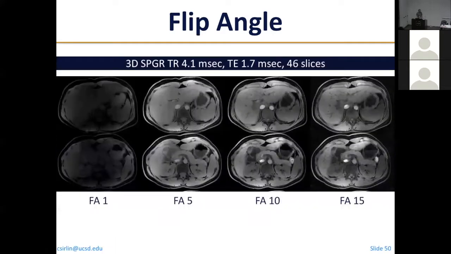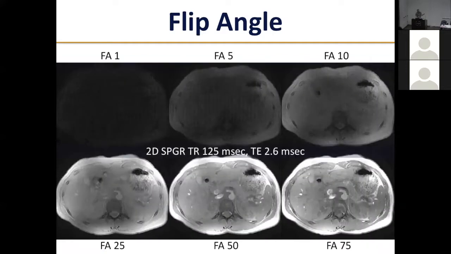And this is the same exact phenomenon, but now with a different sequence. So before I was showing you a two-dimensional sequence, this is now a three-dimensional sequence with a TR of 4.1 and a TE of 1.7, in case you care. And these are now the flip angles, flip angle 1, 5, 10, and 15. One thing to appreciate is that with three-dimensional sequences, we typically use short TRs. This is 4.1 milliseconds. With two-dimensional sequences, we usually use longer TRs. So this one, for example, is a TR of 125.